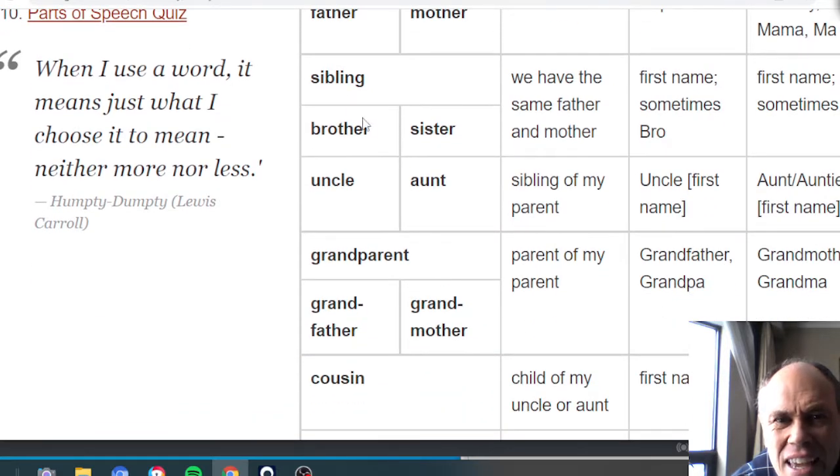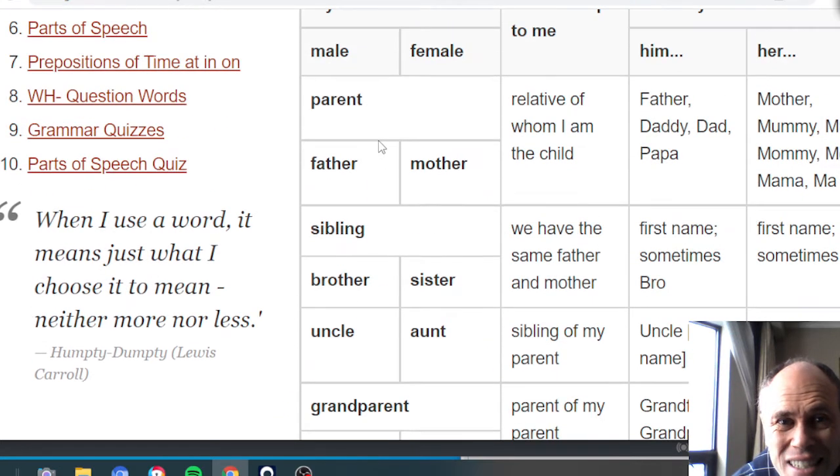Sibling is the relationship between the children of the parents. So if he's male, he will be a brother. And if it's female, she will be called sister. So to each other, they are siblings. They have the same mother and father. Okay? So you refer to them by their first name or brother, first name or sister.